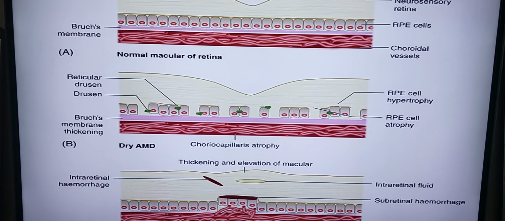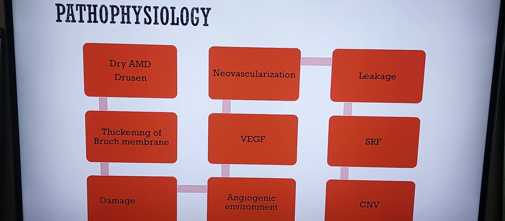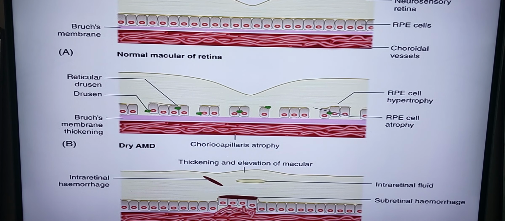So this is the normal macula of the retina. You can see the RPE, the Bruch's membrane, and the choriocapillaris. Here, this is the picture of dry AMD, and there are drusen present, and RPE cell atrophy is occurring, and there's associated Bruch's membrane thickening. And when damage to the Bruch's membrane occurs, as you can see in this picture, then the connection between the RPE and choriocapillaris is established. There is new vessel proliferation, and there will be accumulation of intraretinal fluid and hemorrhages and subretinal hemorrhages as well. And this will be a picture of exudative AMD.